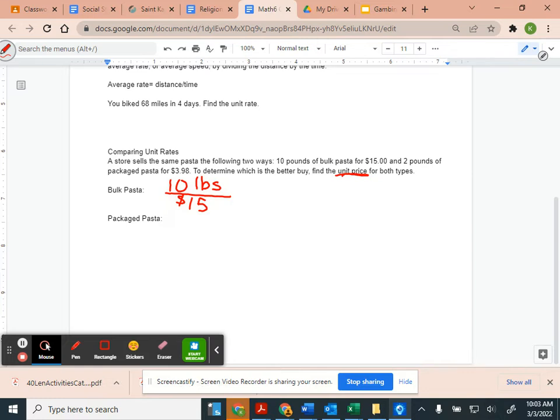How do I find it, Gabby? So what do I have to divide by to make the denominator 1? Divide by 15, so my denominator will be 1. I want it to be $1. So what is 10 divided by 15? Landon? 0.6? Yeah. So I can buy 0.6 pounds for $1.